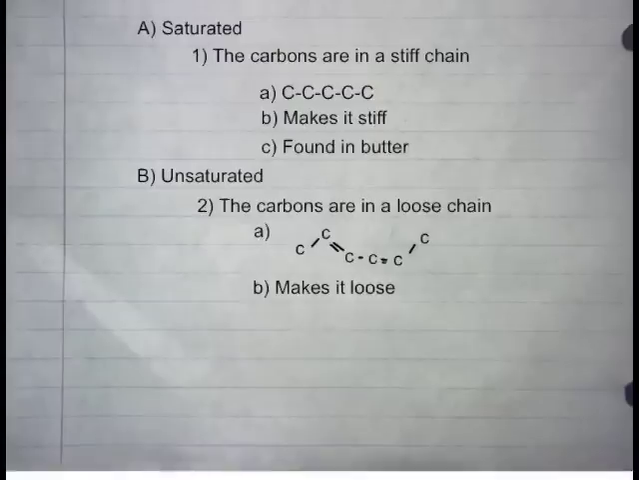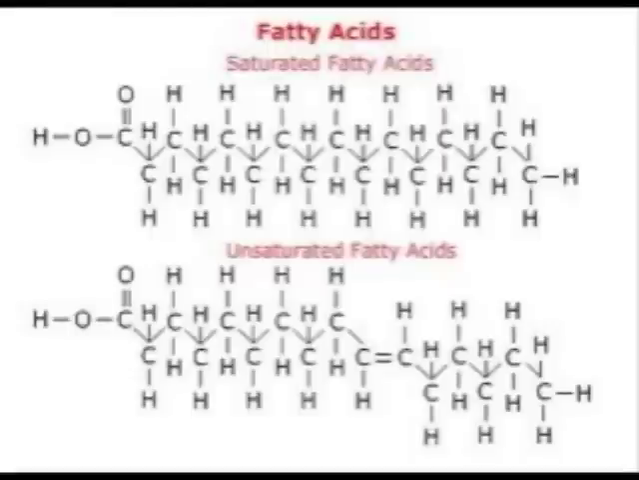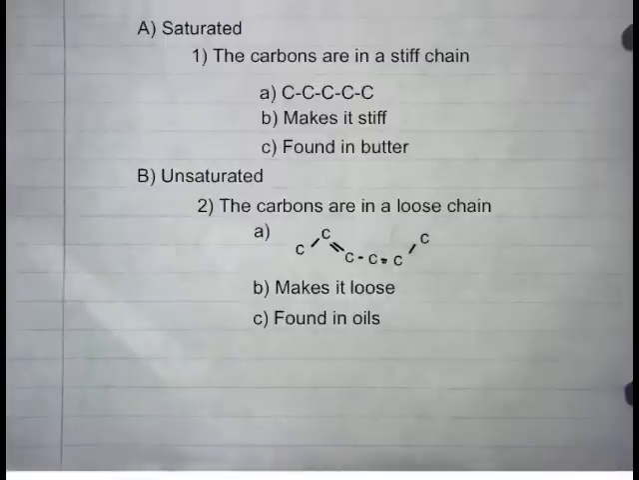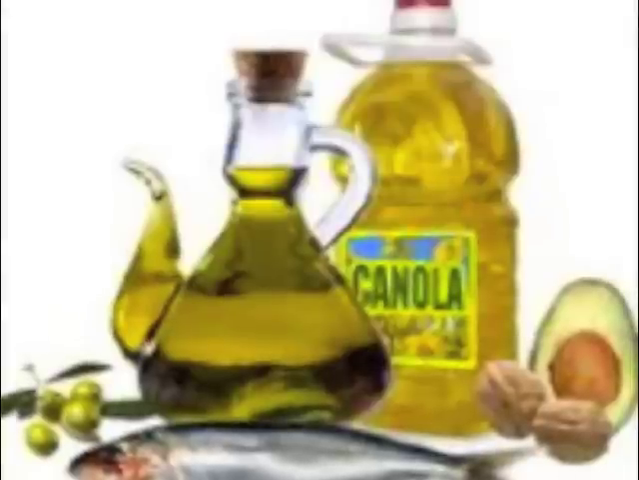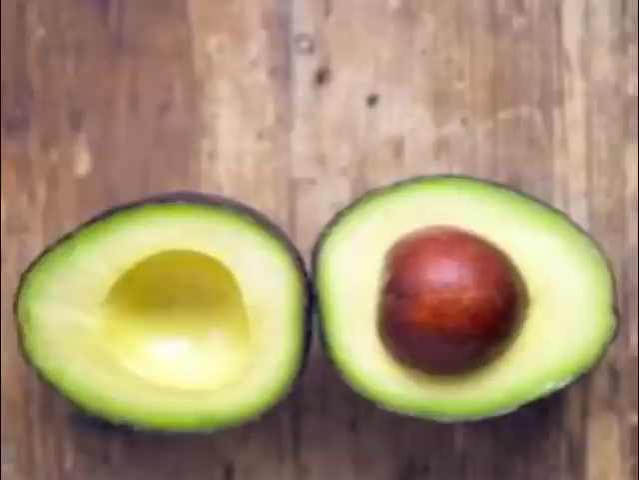Unsaturated fats are when the carbons are in a loose chain, as shown below, with double bonds between them. It makes it very loose. Compare the unsaturated fat to the saturated fat. Notice that there are double bonds in between the carbons, causing the chain to be loose and flimsy. Typically found in oils, such as olive oil, vegetable oil, and others. Unsaturated fats can be found in things like oils and certain fish. While not as high in energy as saturated fats, they do perform a necessary function and are easier to burn.